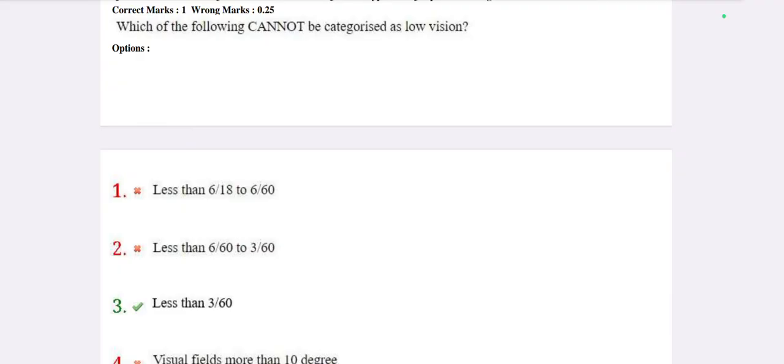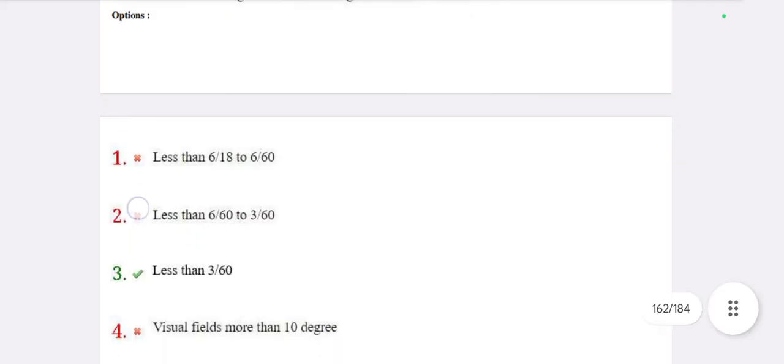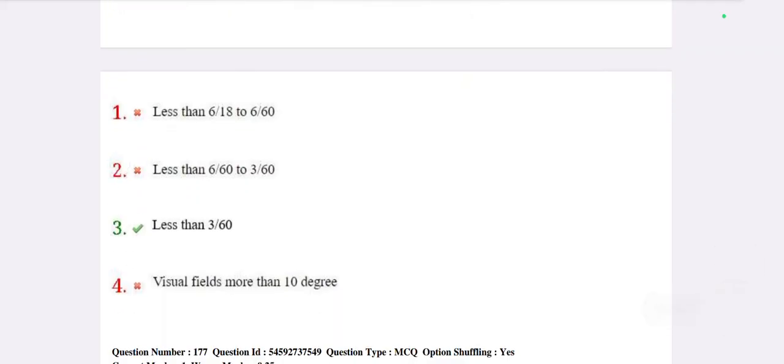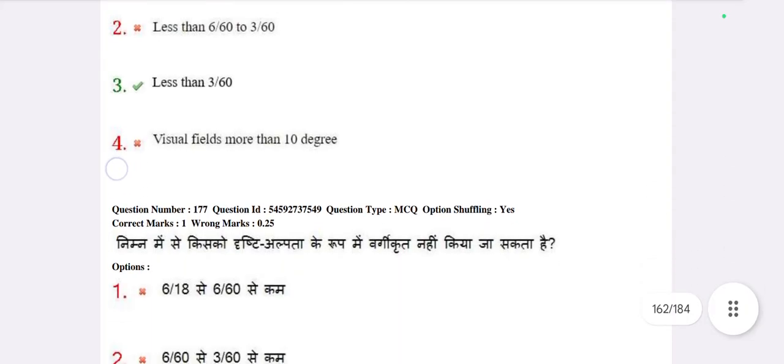Options are: first, less than 6/18 to 6/60; second, less than 6/60 to 3/60; third, less than 3/60; fourth, visual field more than 10 degrees. Correct answer is less than 3/60.